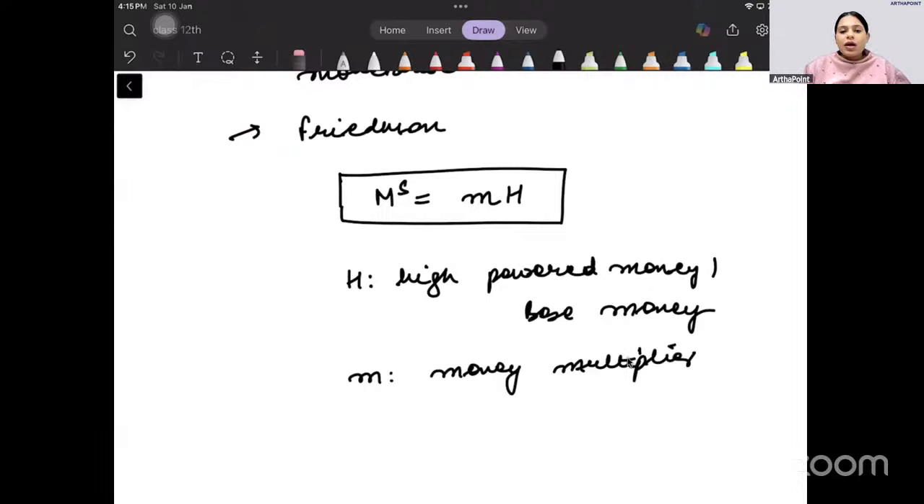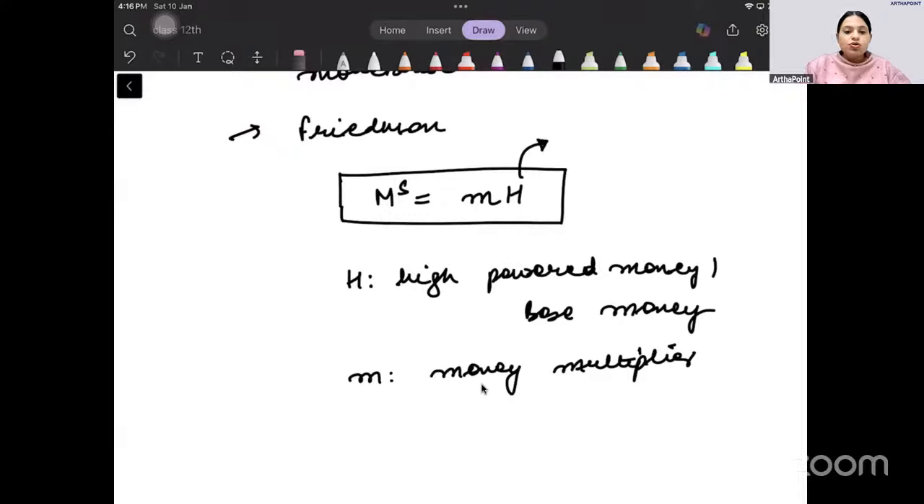Now, money supply. What is high powered money? High powered money or base money, it is the... they are very important. NM1, NM2, anything can be asked, you have to know them well.